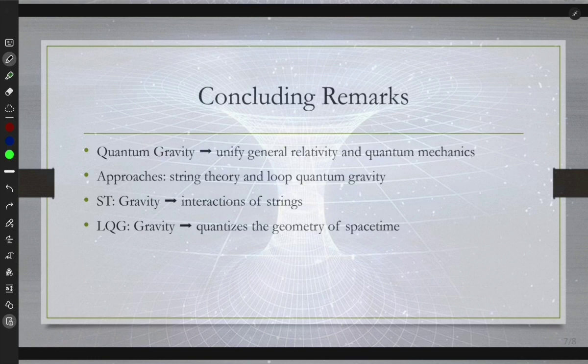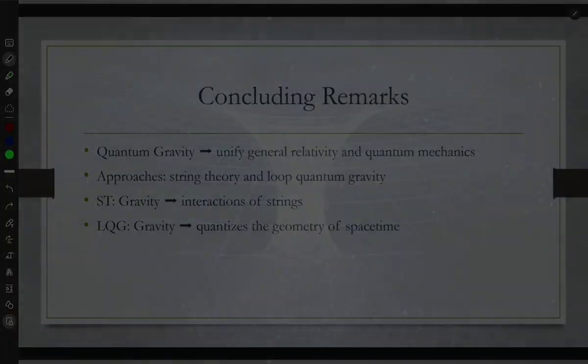So here are some of the key things that you're supposed to take away from this video, right? String theory describes gravity as the interactions of tiny one-dimensional objects, which are the strings, while loop quantum gravity quantizes the geometry of space-time itself. Both of these approaches have the potential to unify all forces in the universe, including gravity, into a single coherent framework.